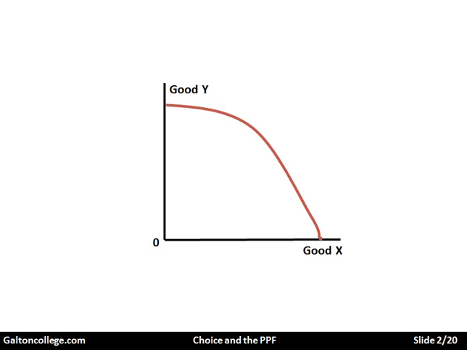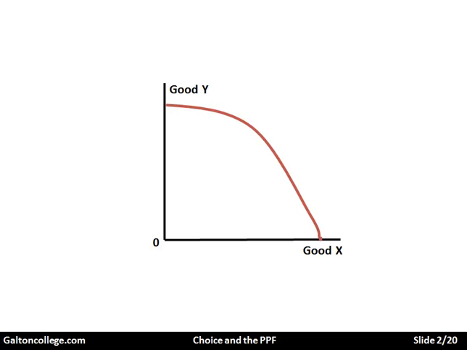So if all the resources in the country were efficiently used, then that would be the combination of goods, good X and good Y, that could be produced. And it doesn't produce anything else. So it's a very simplistic view of the world, but it's one which will illustrate the concepts, so it's very important. So that's what's known as our production possibility frontier.